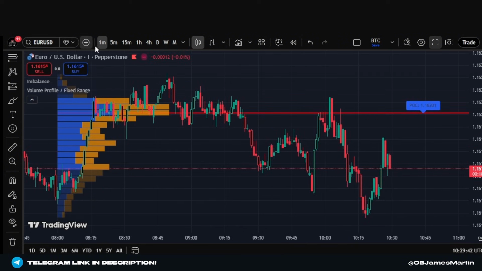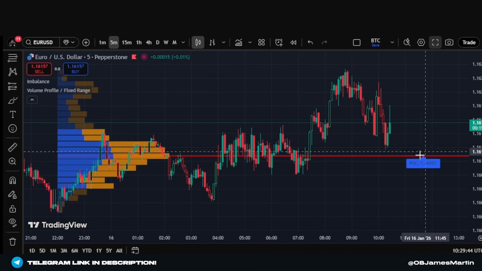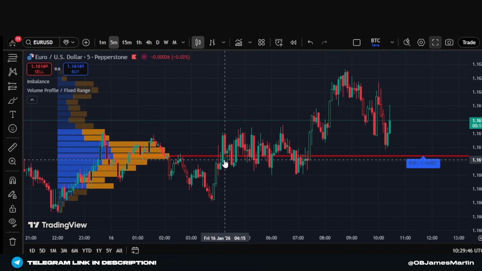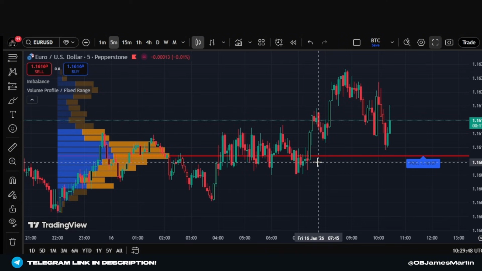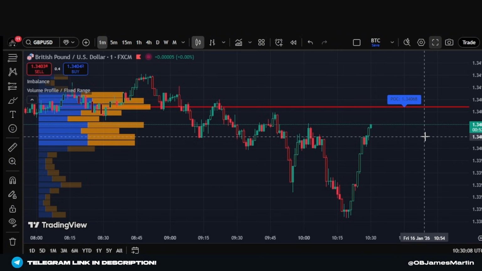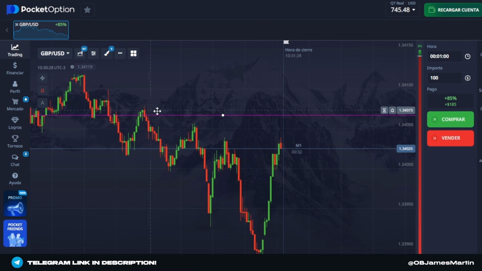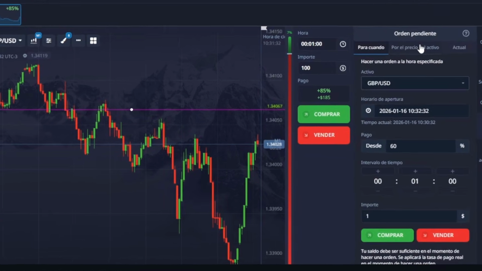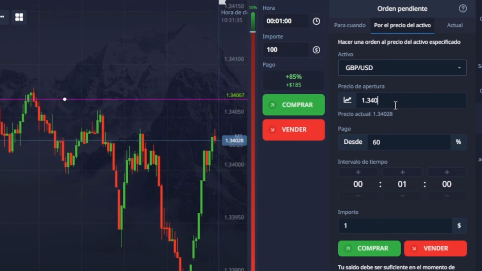If I look at an example here on the 1 minute, you can take this. For 5 minutes, it's important. You can see the point of control, the POC, is down here. So these are potential entry zones because it's a level where the price has reacted before. Look here, I can see the point of interest at 134.8. Let's check Quotex option. The entry would be right here.